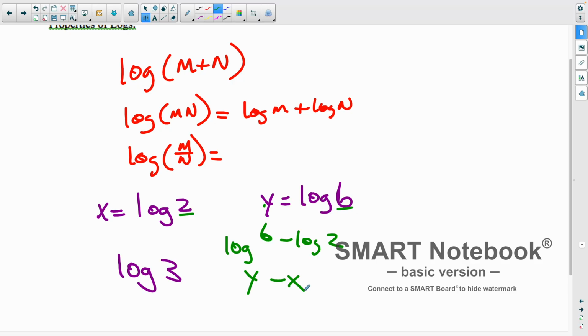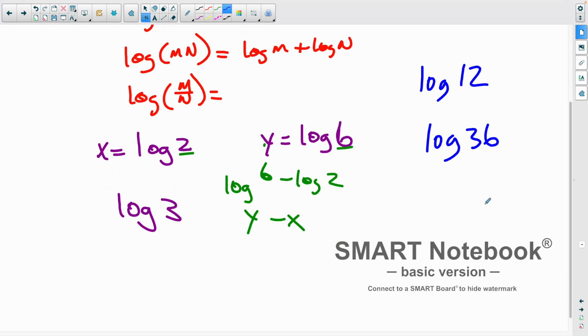So what I want you to do is this. I want you to try this. How would you get log of 12? And how could you get log of 36? So two different problems. How could you use the same thing here?